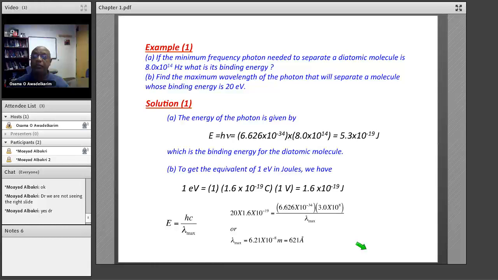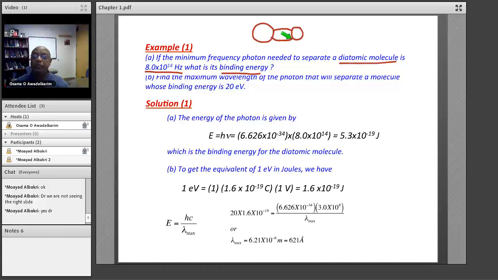Here is an example problem. If the minimum frequency photon needed to separate a diatomic molecule is 8 times 10 to 14 hertz, what is its binding energy? So you have a diatomic molecule. You have 2 atoms, and they're bonded with some covalent bonding maybe, or ionic bond, okay?